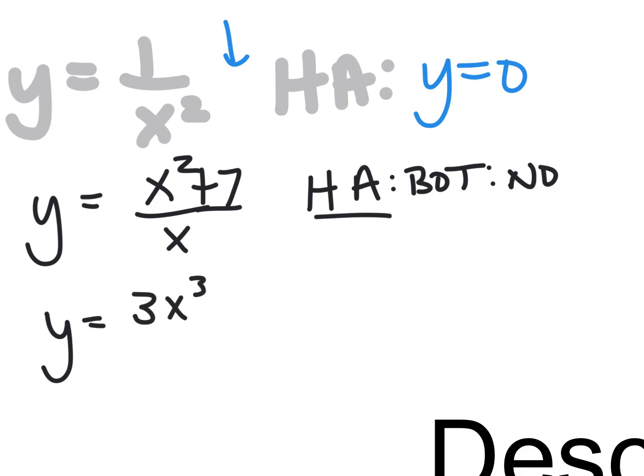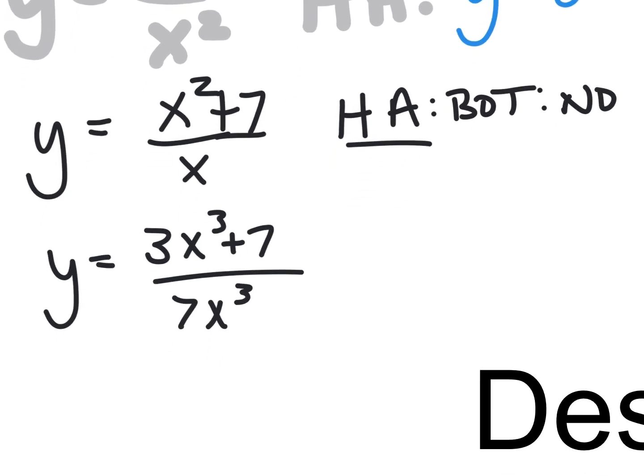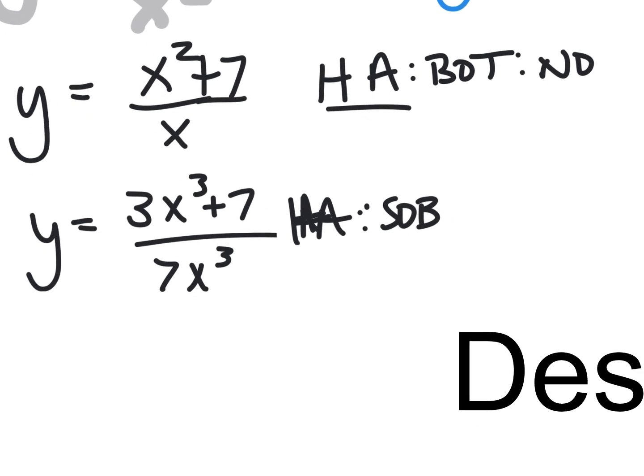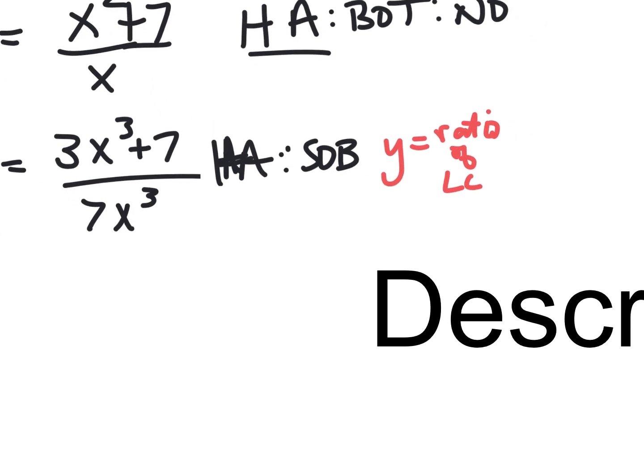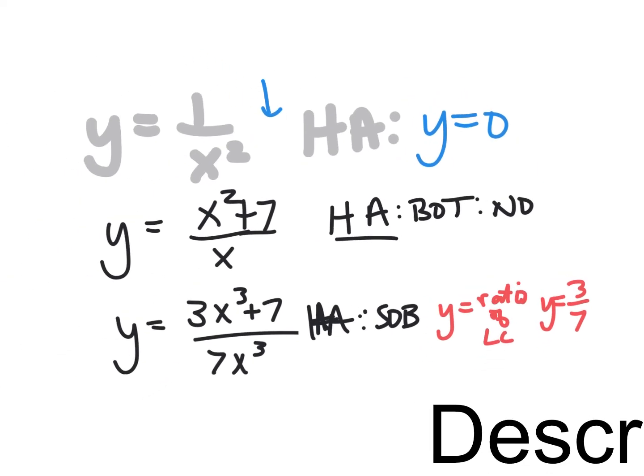3x to the third plus 7 over 7x to the third. Let's say I had that. Well, that's got a horizontal asymptote. And this kind is the SOB, which will make you sob because they're harder than all the others. You have to remember a little formula, which is y equals a ratio of the lead coefficients, which is, in this case, y equals 3/7. Raise your hand if you already knew it was 3/7. Okay, good. There are your 3 ways to find horizontals.